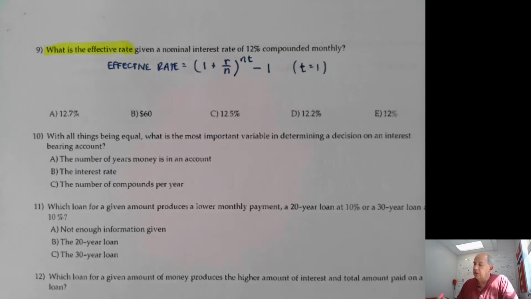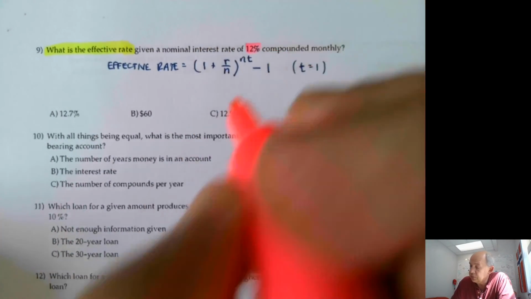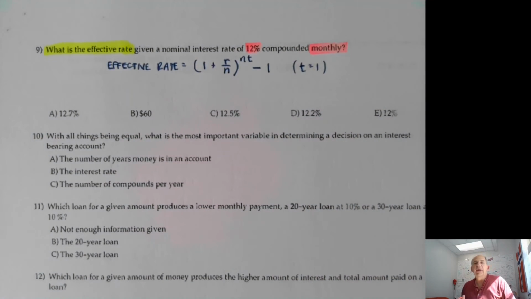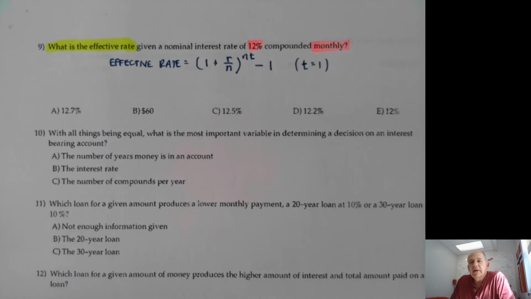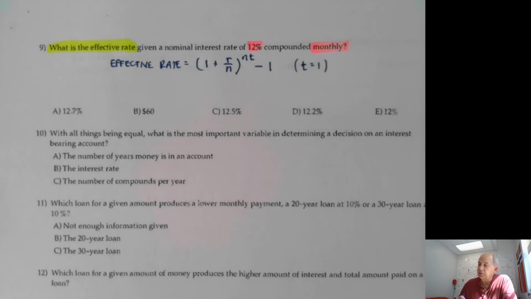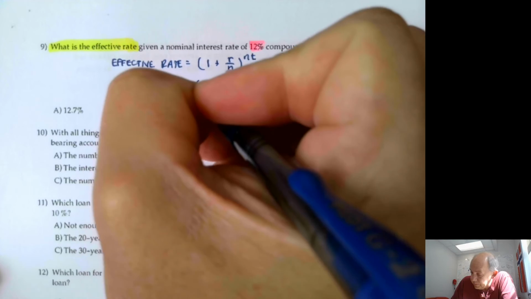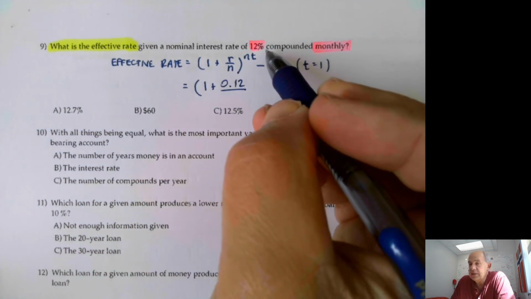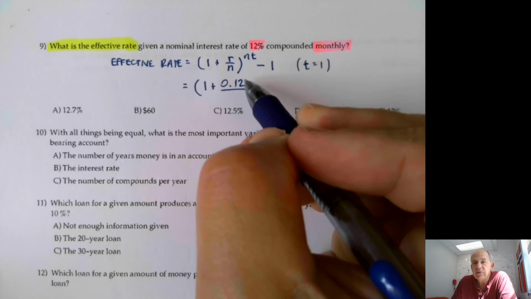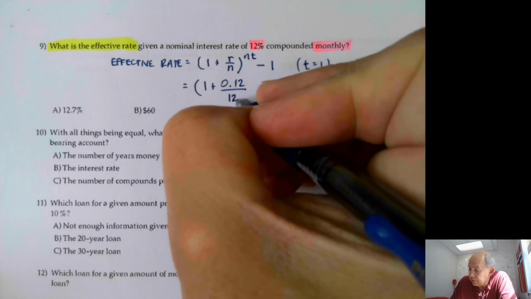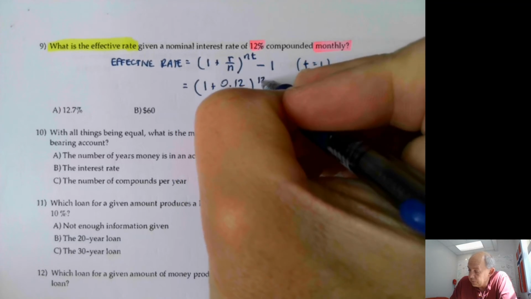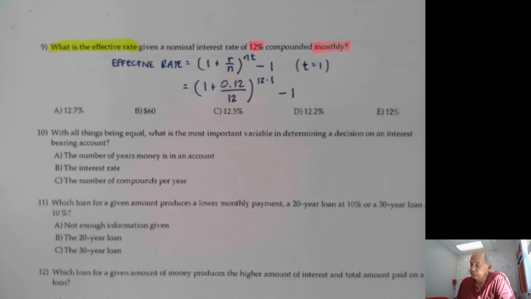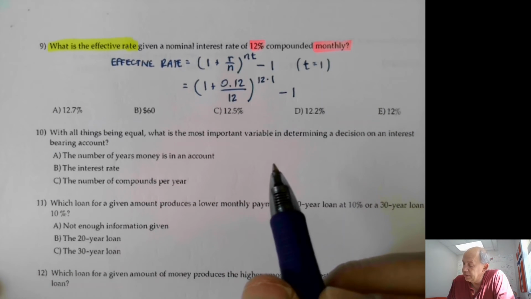What this problem is all about is we have an interest rate, a named rate of 12%. It's compounded monthly, so an effective interest rate takes into account the number of compounds per year. It's what's really going on with your money. So we have 0.12, the 12% interest rate. There's my R. Compounded monthly, my N is 12. My T is always 1, and I'm going to subtract 1 right here at the end.